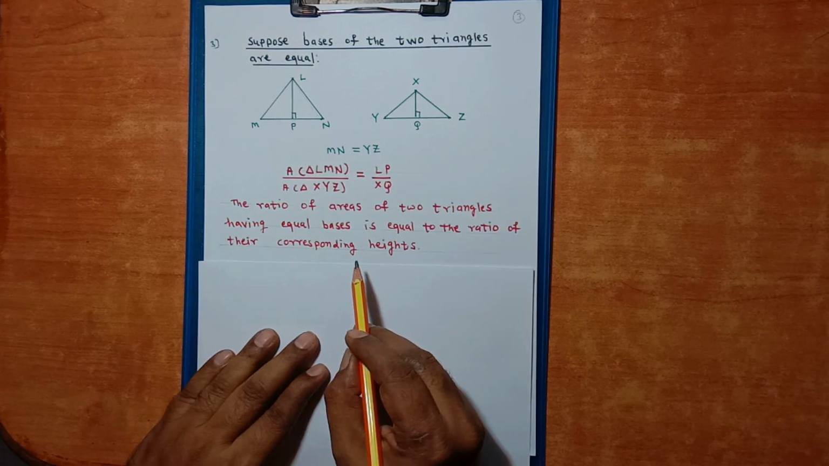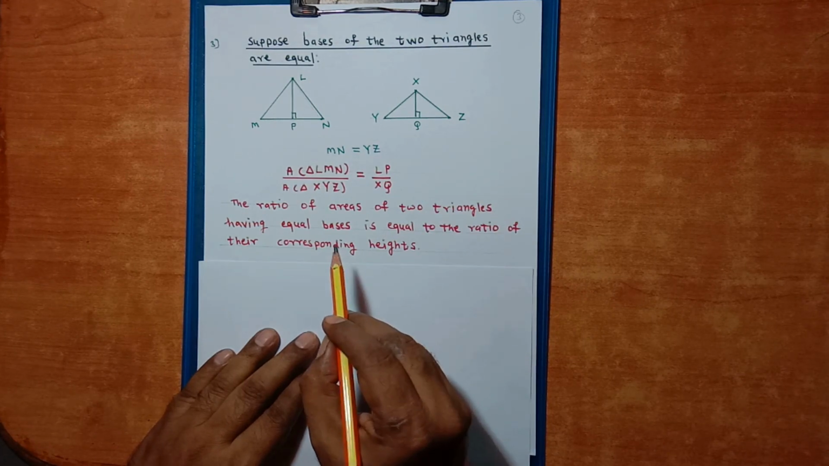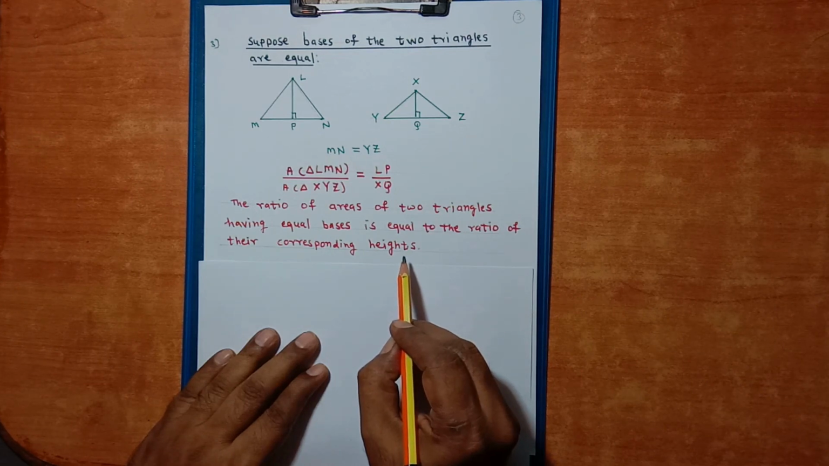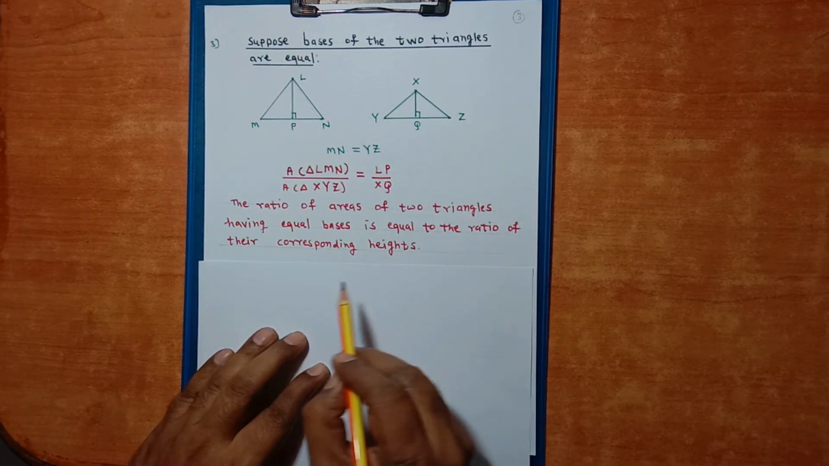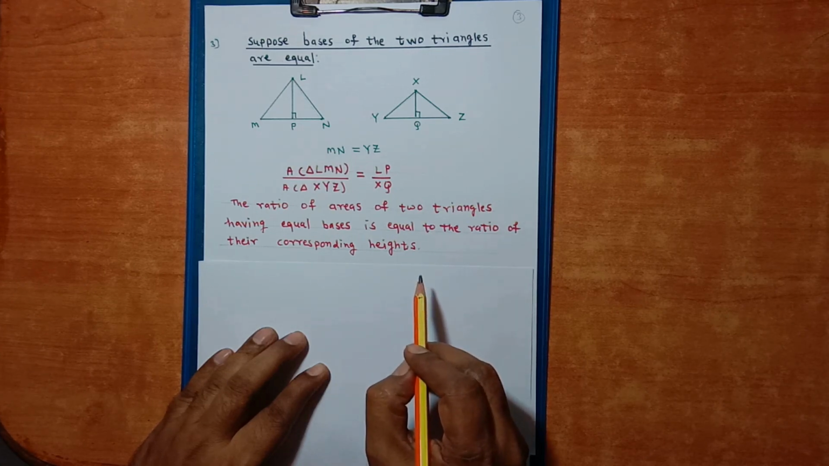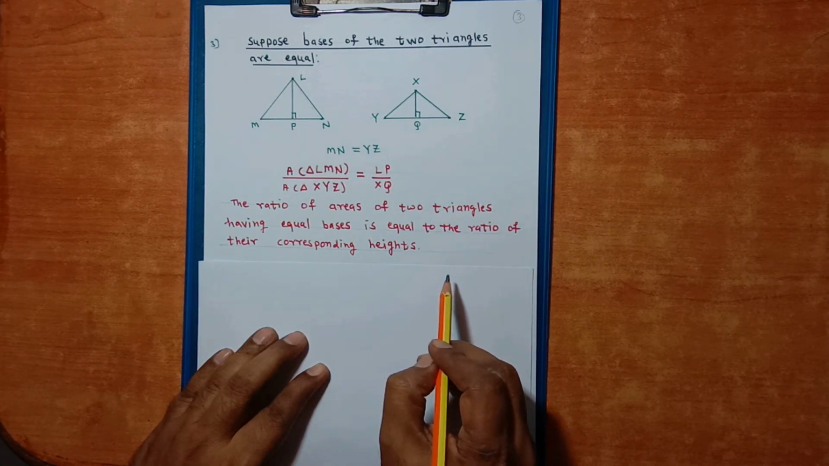Now students, if heights and bases of two triangles are the same, then what will be the ratio of their areas? In this case, height and base are the same, so the ratio of their areas is equal to 1:1.